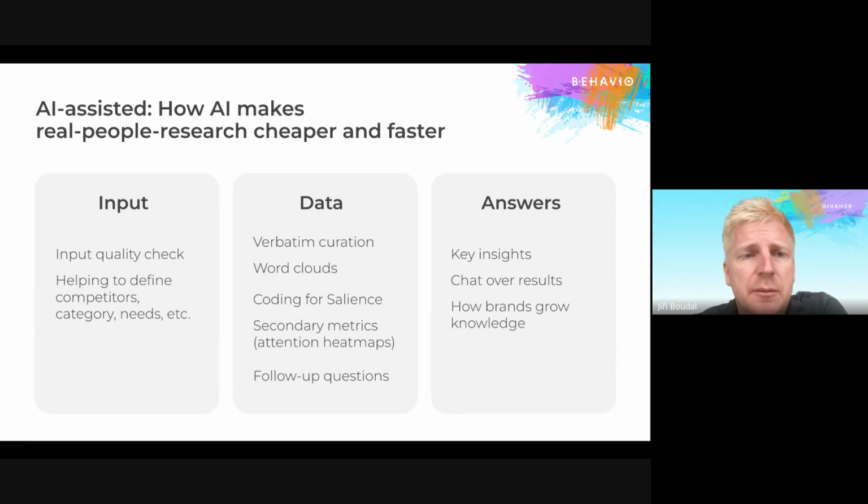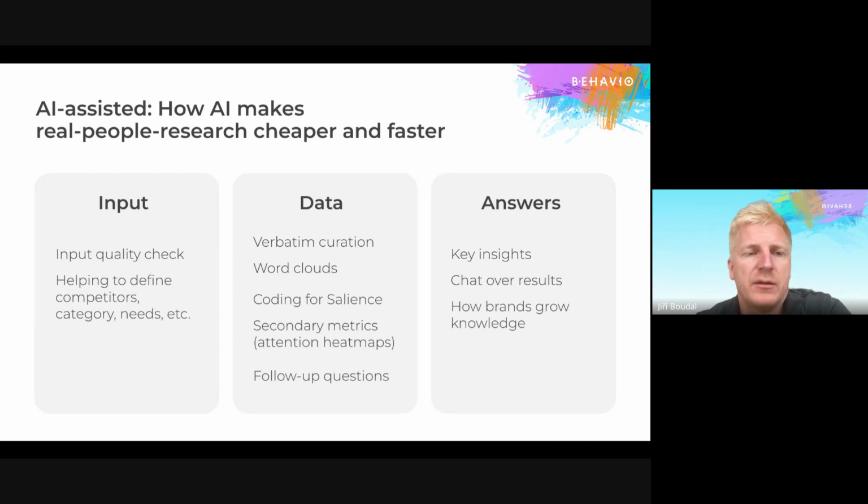So that is how we combine real people data with AI. I'll be looking forward to your questions. Before I end this part, I'll just briefly show you the rest of the product.